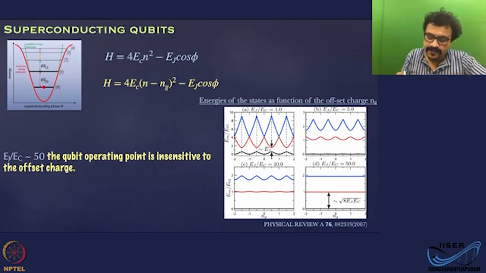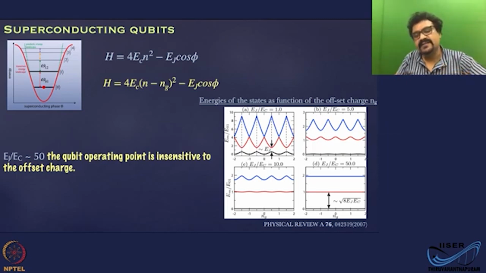But now, if you make the ratio EJ by EC in this Hamiltonian larger, you can see that these oscillations, or these parabolas, get smoother. And when EJ by EC reaches around 50, all this looks pretty much like a straight line, and the spacing is almost independent of the offset charge or charge fluctuations.